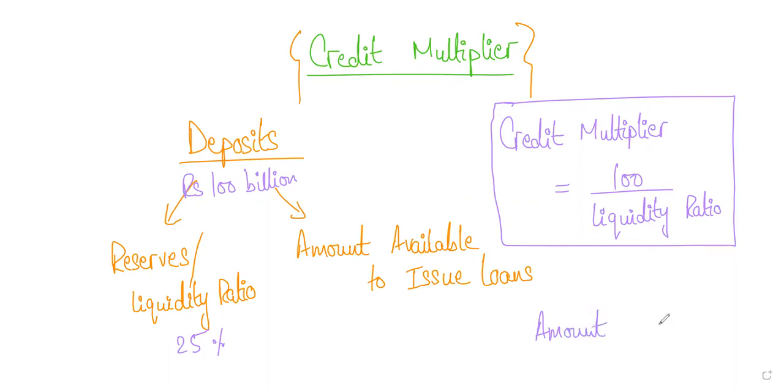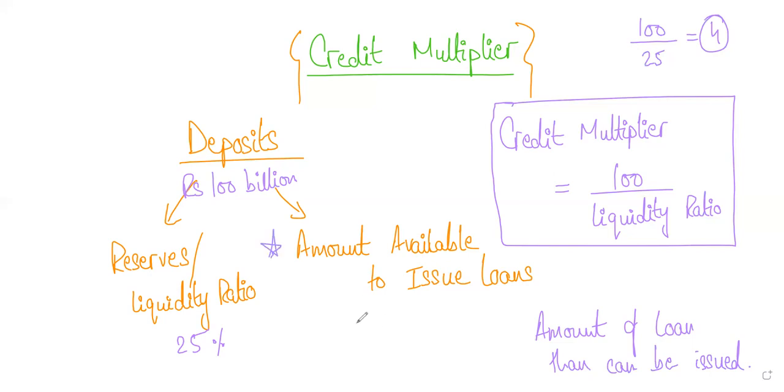Quickly, right? You know the formula, you know everything. Amount of loans that can be issued, that is what you're supposed to calculate. Is it 150? Let me do the maths here. What you did was basically divide 100 by 25. Why? Because that would give you the credit multiplier. 100 divided by 25 turns out to be 4, right? So your credit multiplier is 4. Now you can issue 4 times the amount that is available to issue loans, which turns out to be how much?